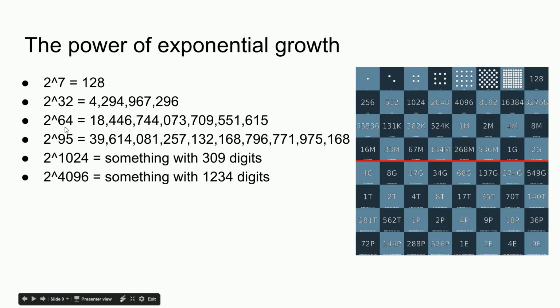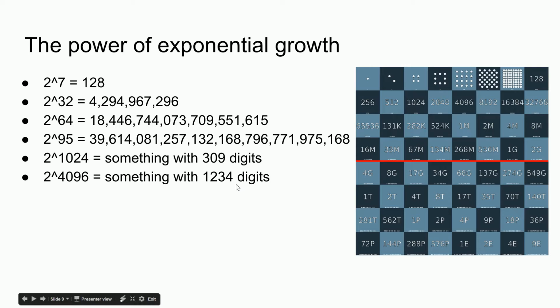And think about it, 64 steps on a computer. Let's say we did this as a program now instead of just a handheld calculator. That would take a blink of an eye. It's just no big deal at all to do 64 operations or fewer. 95, look how big that number is. And 1024 is something with 309.